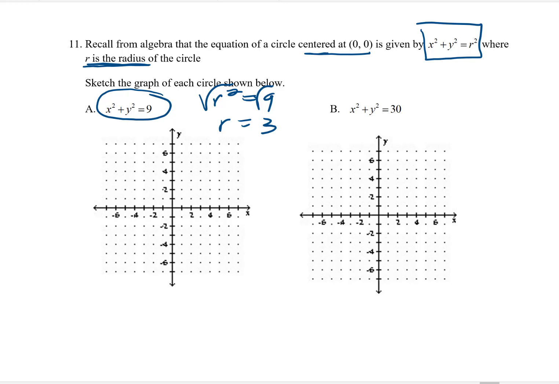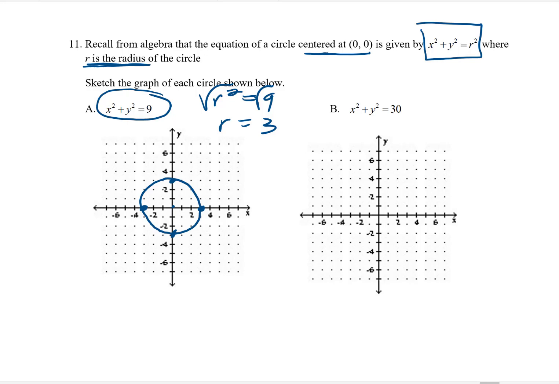How do I draw this circle? Well, the center of the circle is at 0, 0. That's not actually on the circle, it's right in the middle. The radius is 3. The easiest way to draw it is just count out 3 in all of the simple directions. Up and down, left and right, count out 3 spaces, and then do the best you can to form that into a nice circle. There would be the graph of that circle.